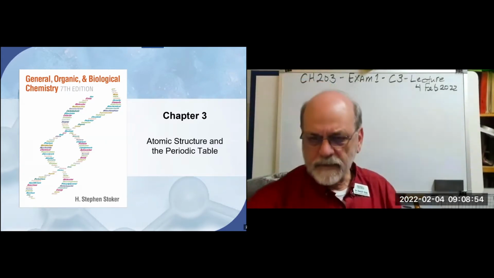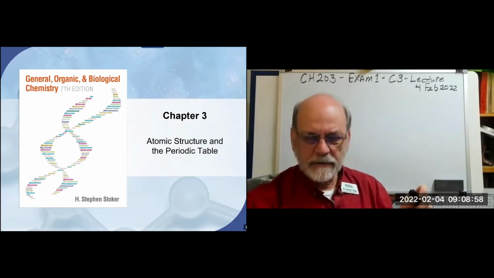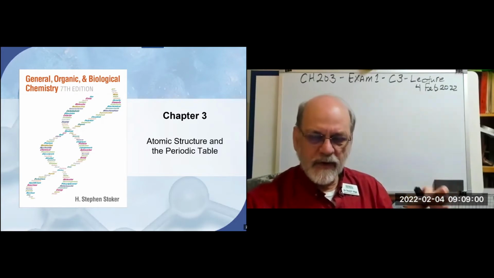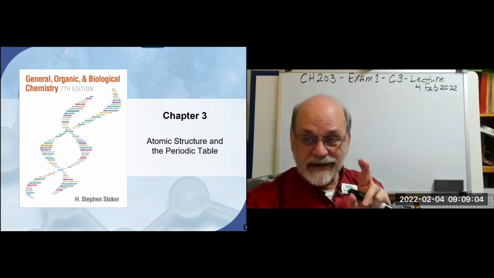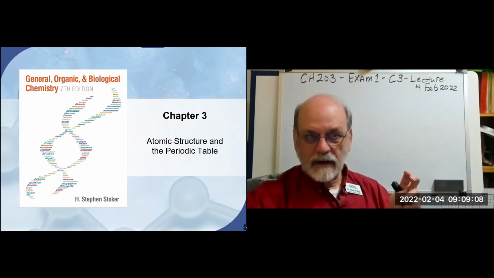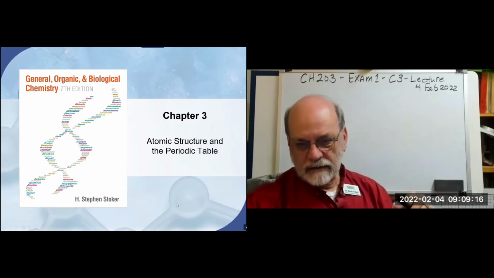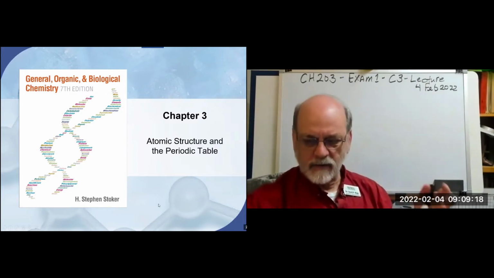Okay, chapter 3. This is the third and the last chapter for exam 1. We're going to talk about atomic structure and the periodic table. Those two ideas are intimately connected. The structure of the atom actually can be deduced from the structure of the periodic table. And I hope that becomes evident as we go.